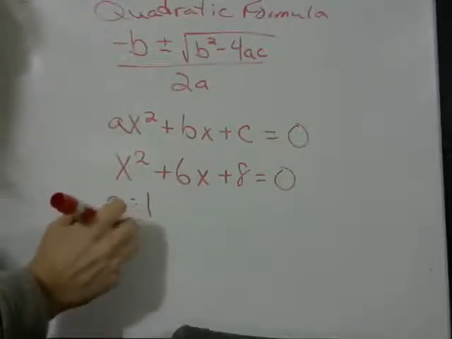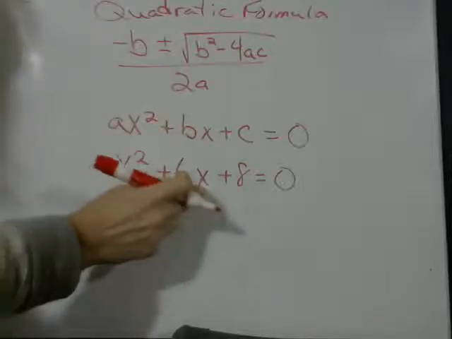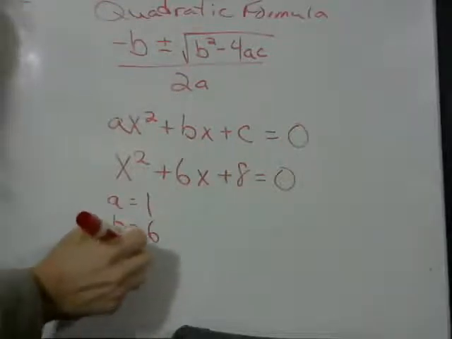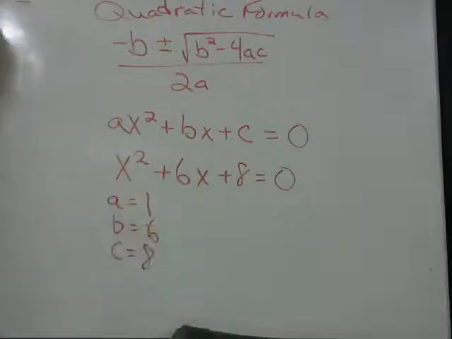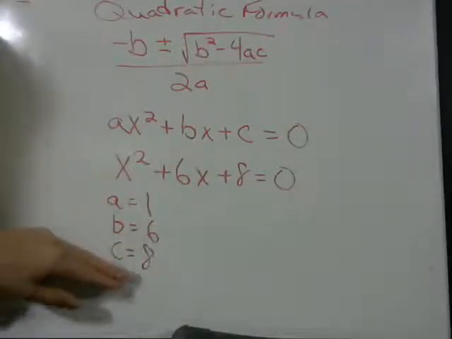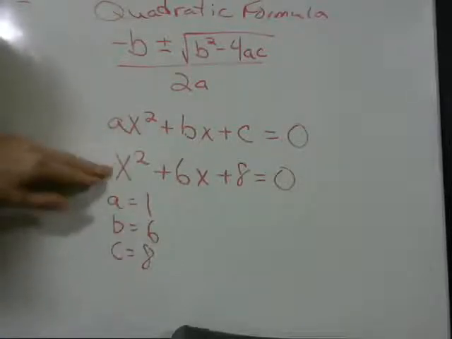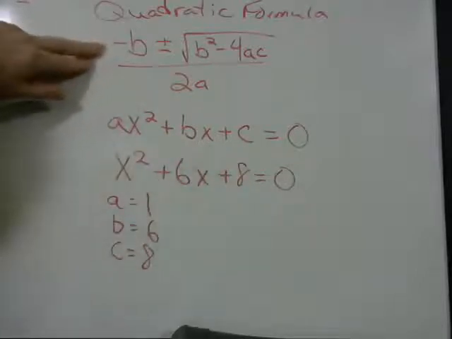What does b equal? B is the number in front of the x, so b equals 6. And what does c equal? Well, c is just the number by itself. C equals 8. So now we have a equals 1, b equals 6, c equals 8. So this you have to remember. You have to remember that this is the a, this is the b, and this is the c. This formula is on the formula sheet, so you don't need to remember this.